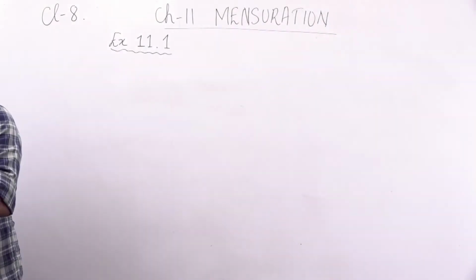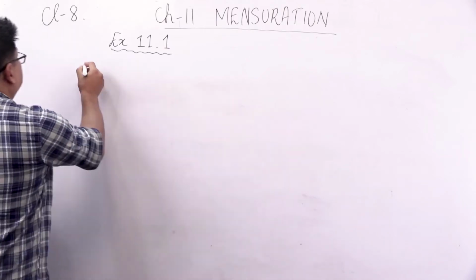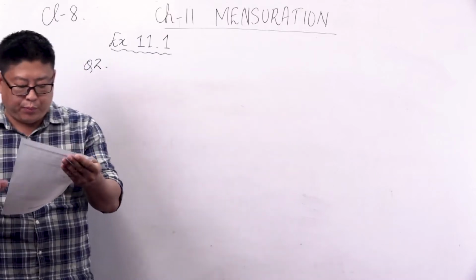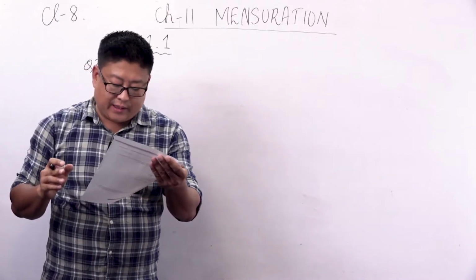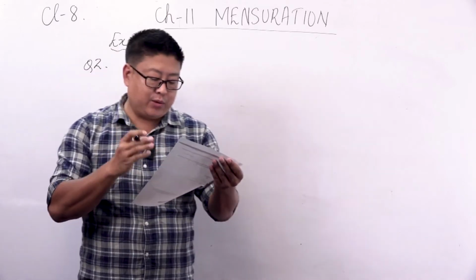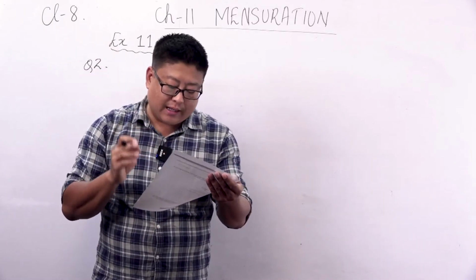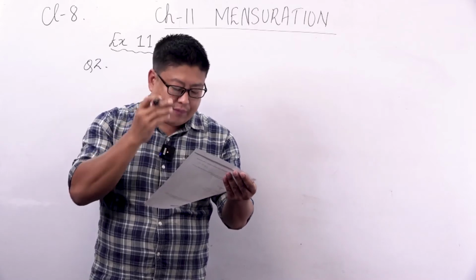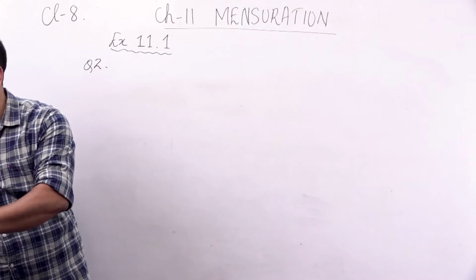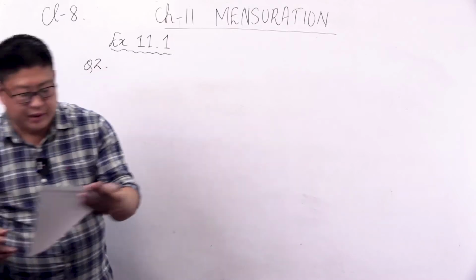Okay. In the next question we have Mrs. Kaushik has a square plot with the measurement as shown in the figure. We will draw that later. She wants to construct a house in the middle of the plot. A garden is developed around the house. Find the total cost of developing a garden around the house at the rate of rupees 55 per meter square.